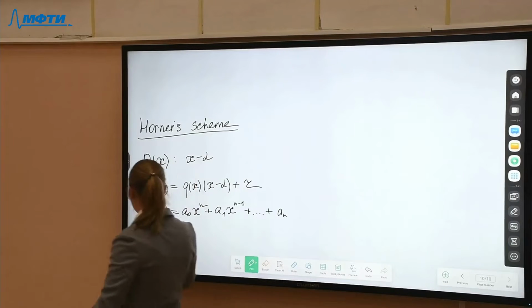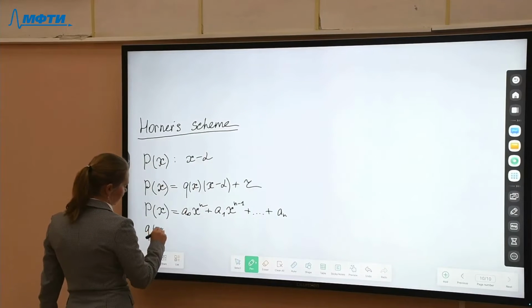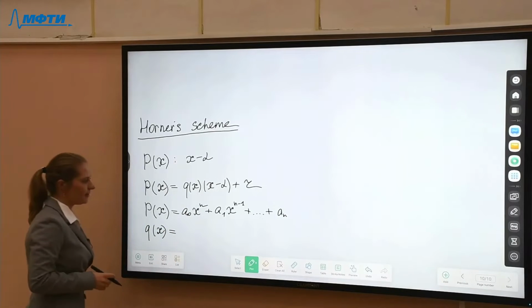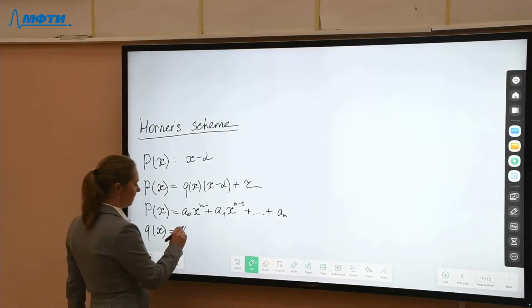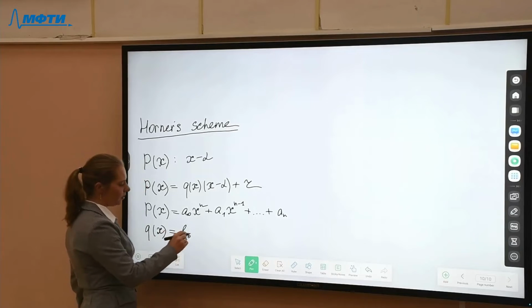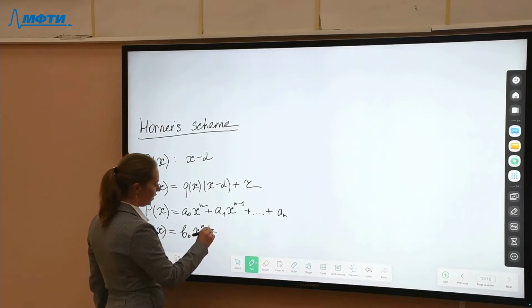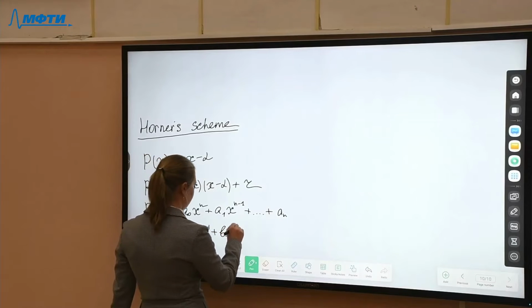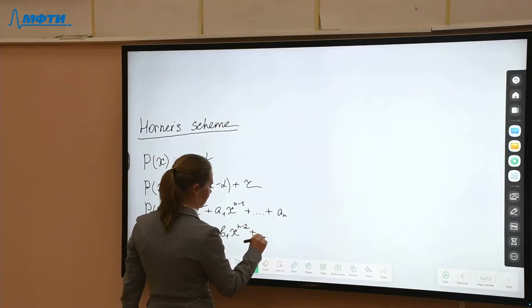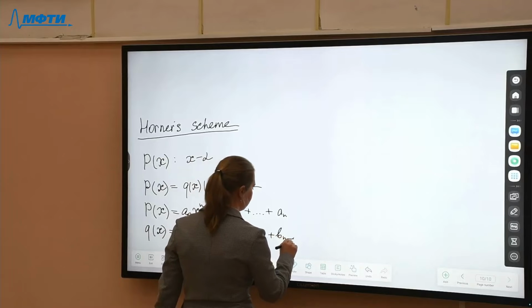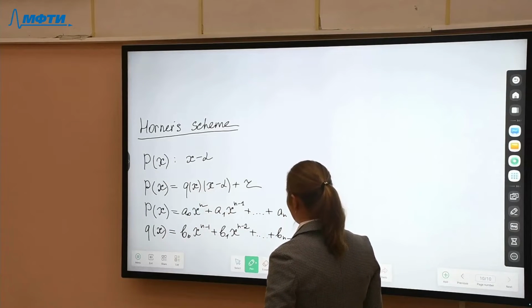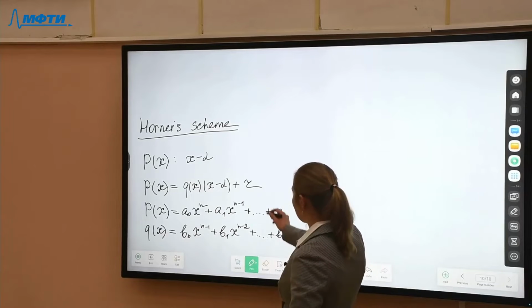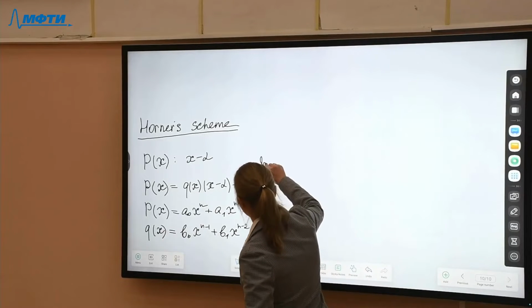And q of x is a polynomial, and the degree is n minus 1. So this is b0, another coefficient, x to the power of n minus 1, plus b1 x to the power of n minus 2, plus and so on, plus bn minus 1. So we have n terms here. And now let's say that r is bn. Why not?